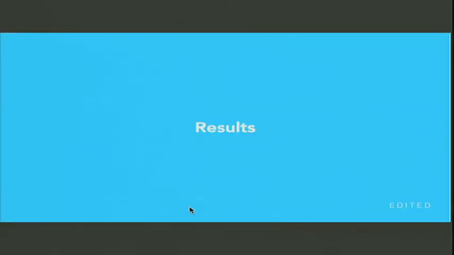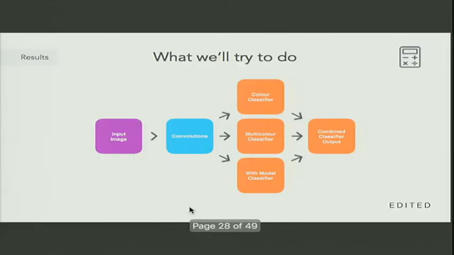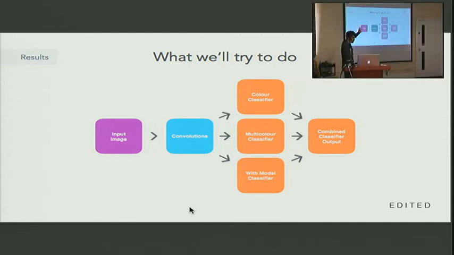And now I'll go over some more results of actually training this with real data. So as I said, we work with fashion retailers. So our data is basically fashion products. So what I'll try to do is I'll get an image, run it through a shared convolutional layer from the Xception architecture, and I'll try to classify into colors, if it's multicolored or if it's a single color, and if the picture has a human model or it's just the product.